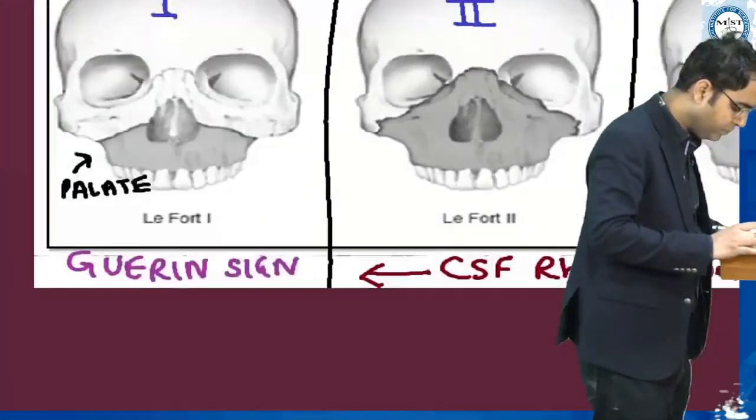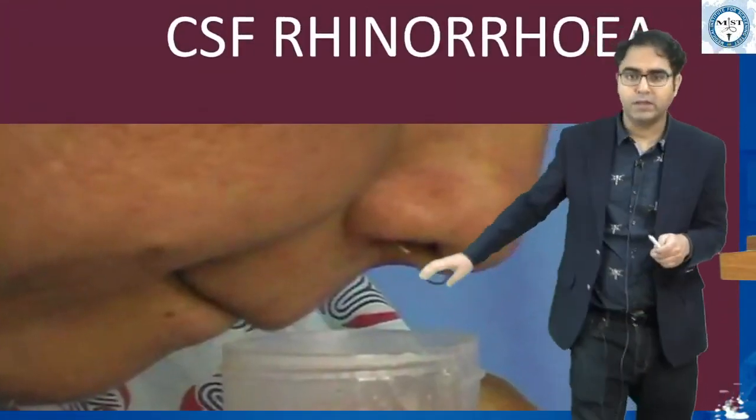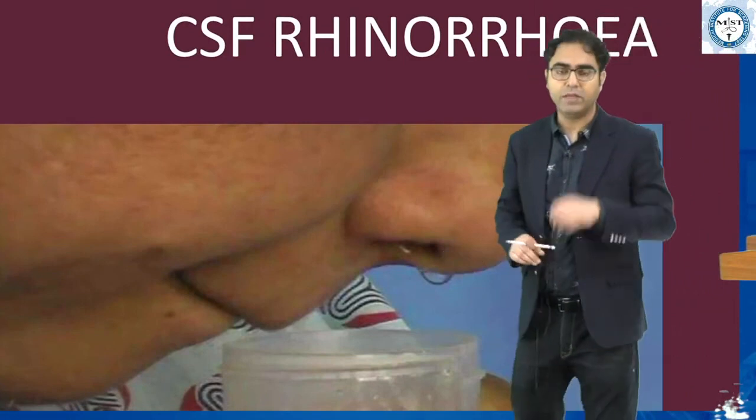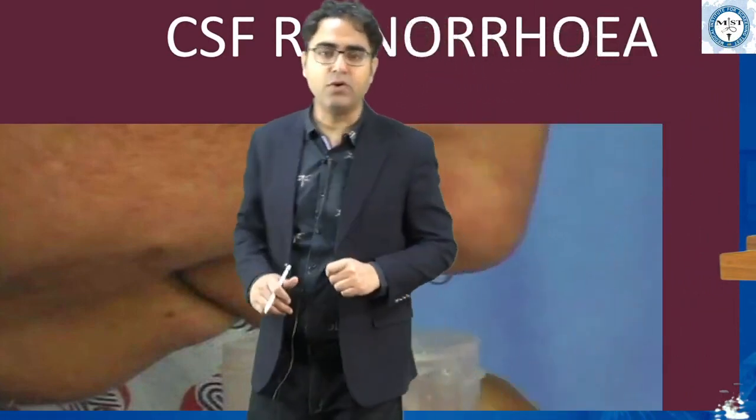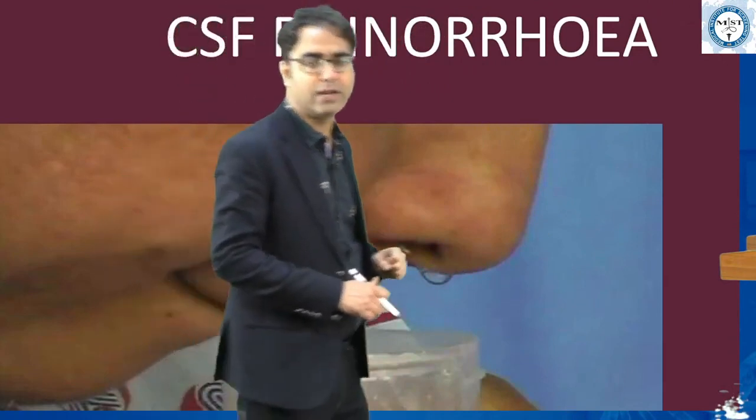Let me show you. Can you see it over here? CSF rhinorrhea, beta. Can you see CSF rhinorrhea? Drop by drop, the CSF starts coming from the nose.